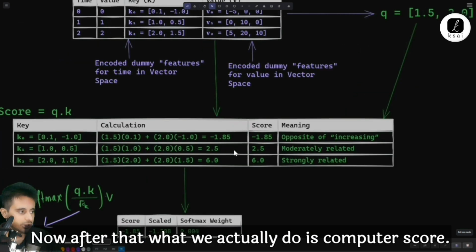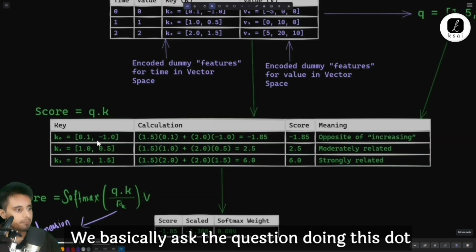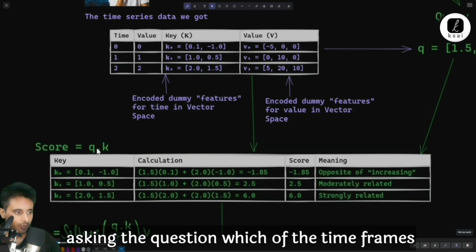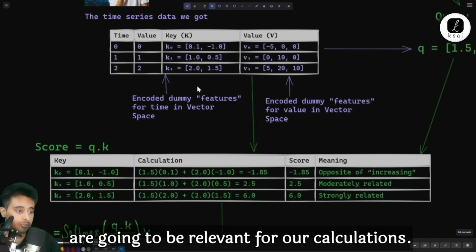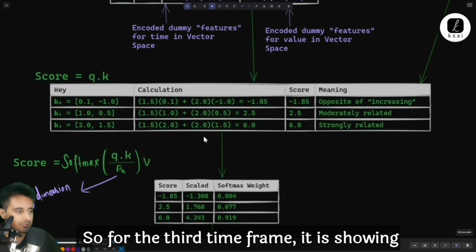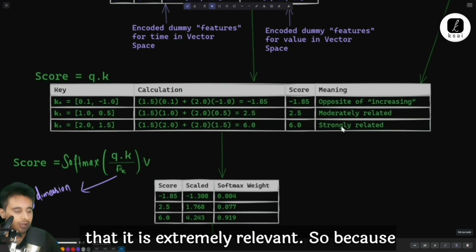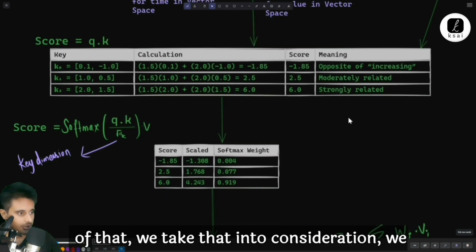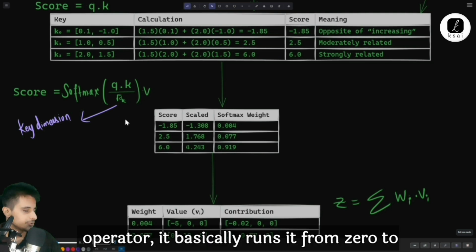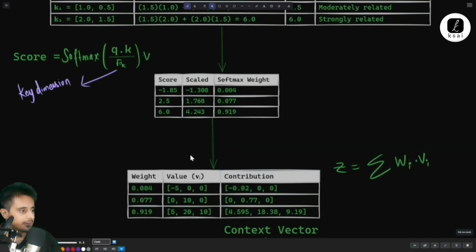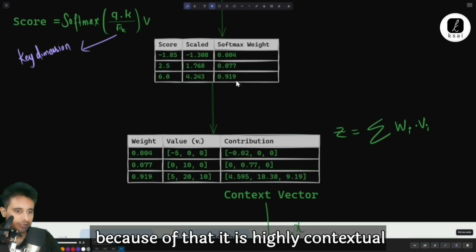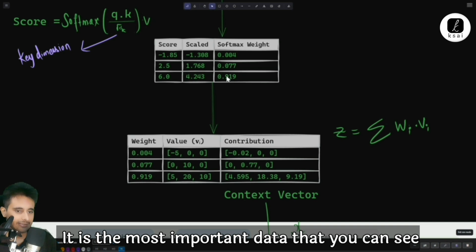Now, after that, what we actually do is compute the score. Doing this dot product means that we are asking the question, which of the time frames are going to be relevant for our calculations. So for the third time frame, it is showing that it is extremely relevant, so we take that into consideration. We do softmax. Basically, this is the softmax operator. It basically scales the whole thing from 0 to 1, right? And this one has 90%, like 0.91. Because of that, it is highly contextual. It is the most important data that you can see here.